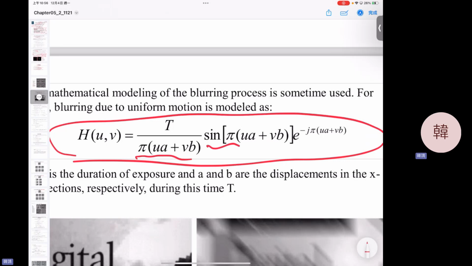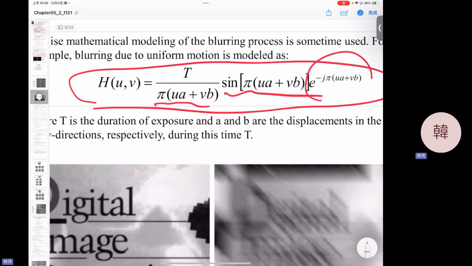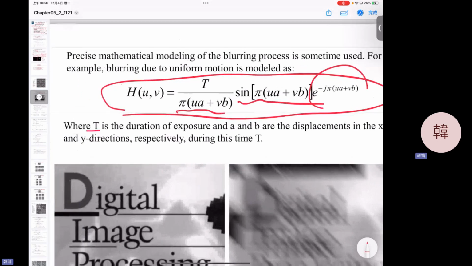And why can we write this sinusoid degradation model times this exponential? This is something we have to introduce, because it's very popular, and we have to look at how we derive this. So we can assume that T is the duration of the exposure. So it really depends on your shutter speed.